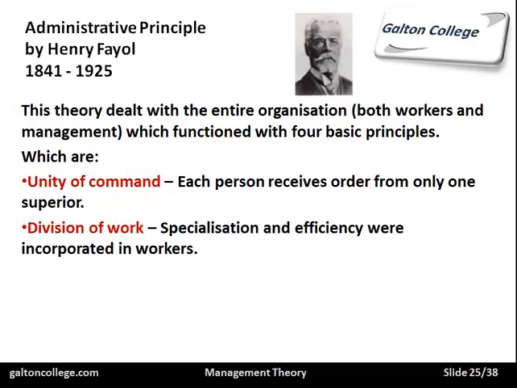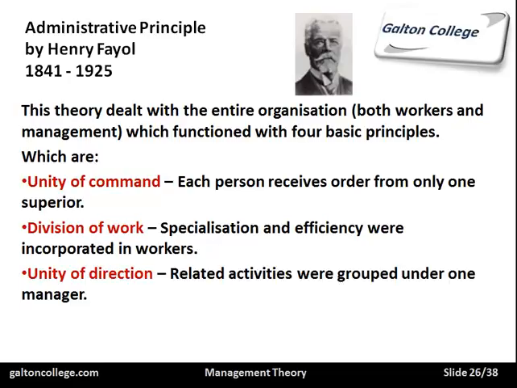There is division of work, specialization and efficiency were incorporated in workers, so that the division of labor, for example, workers would work on small tasks, but do the tasks repetitively and gain a skill from doing the tasks. So they were receiving their orders just from one superior, and they were working on small tasks, but becoming quite efficient at performing those tasks, according to the division of labour.